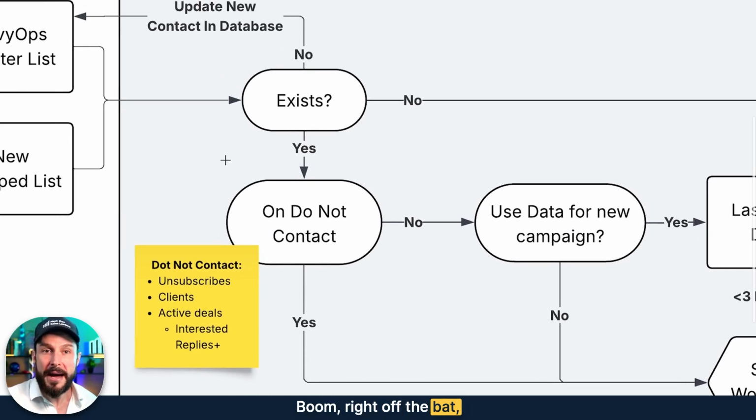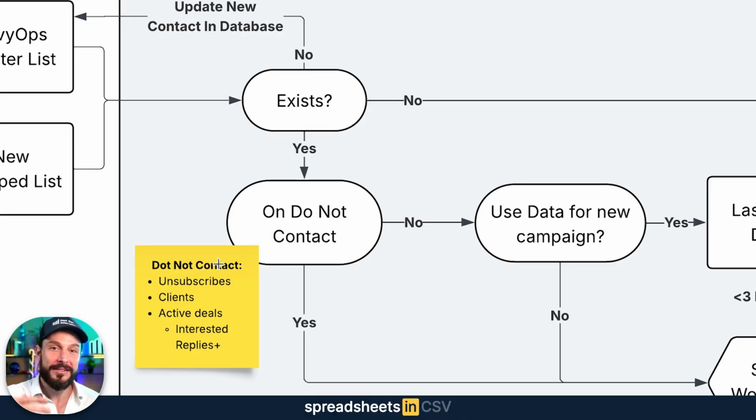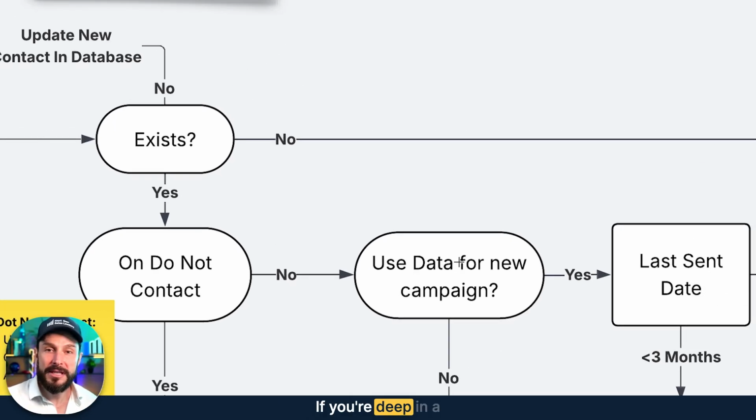Boom, right off the bat, we just saved you a bunch of headache of VLOOKUPs in manual spreadsheets and CSV files and wherever else you're doing your do not contact currently, which will probably take you hours. We just did it in less than 10 seconds. Once you have your do not contact list looked at, you can go to the next step. If you're deep in a total addressable market, you're deep in list building, this means you're going back to the same contacts over and over again.